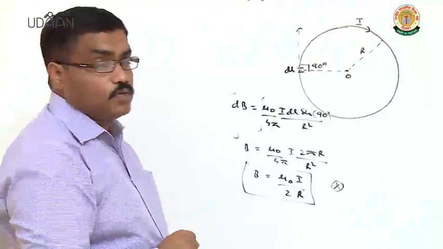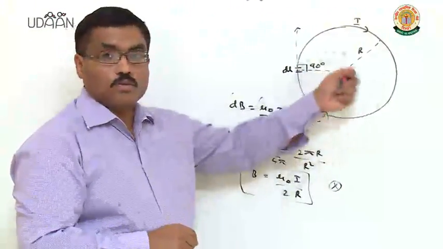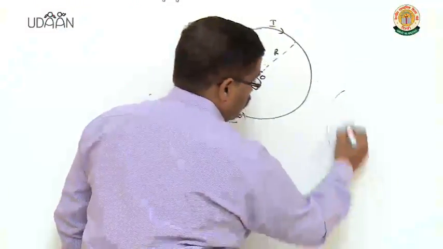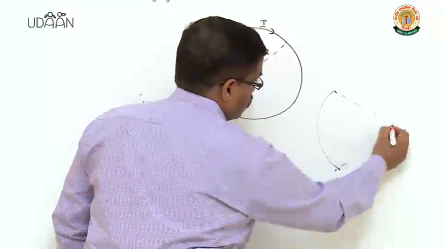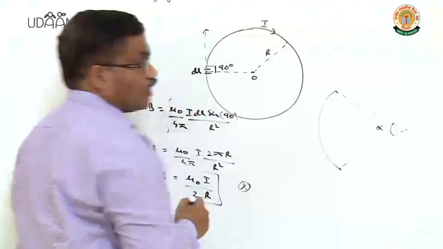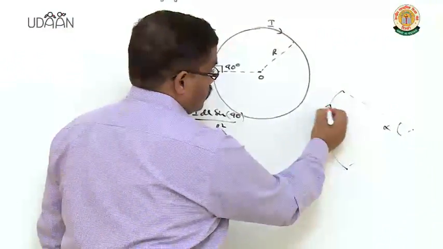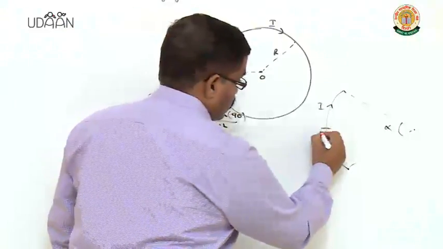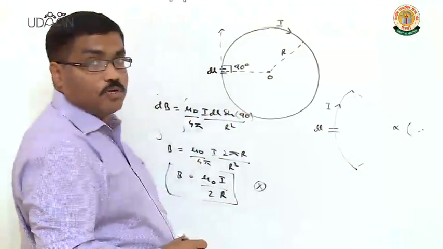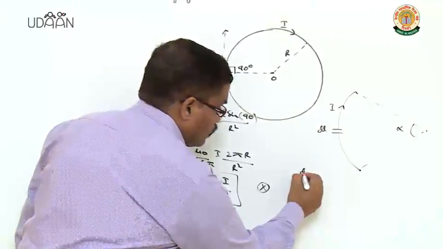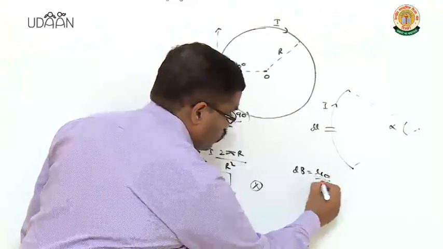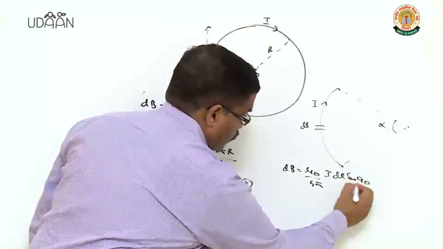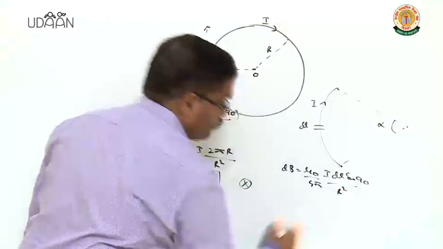Now you may have cases where you may not be given a circular loop. Suppose you are given a simple arc. Say you are given an arc like this. Say this arc subtends an angle alpha and it is carrying a current, say I. Again I will be taking a small element. Let me take an element dl. So the field produced by this small element will be dB = mu naught upon 4 pi, I dl sin 90 upon r square.